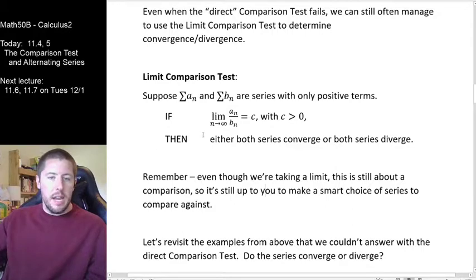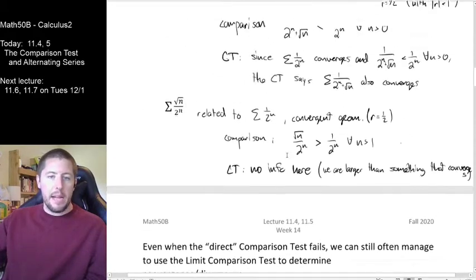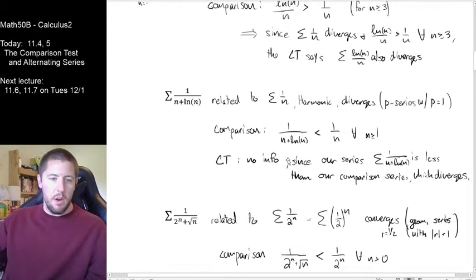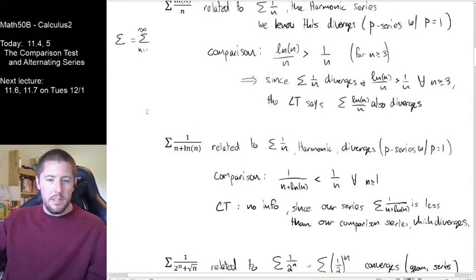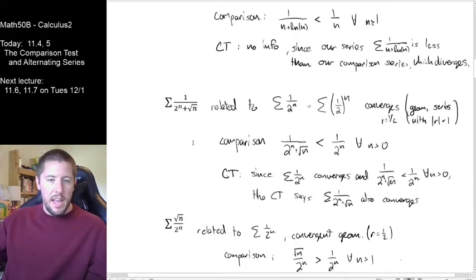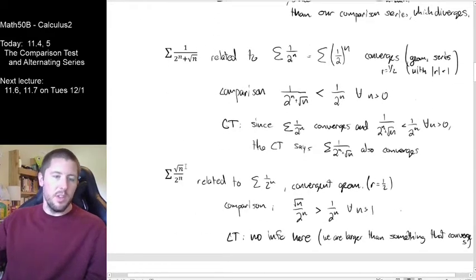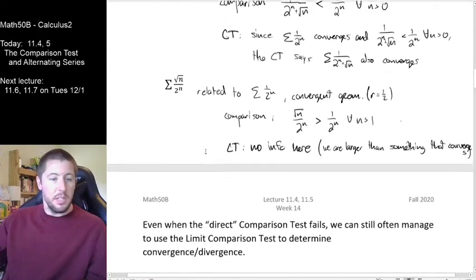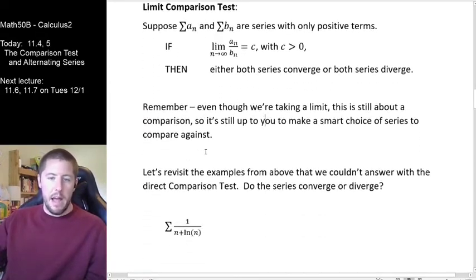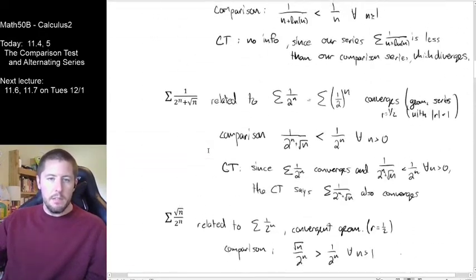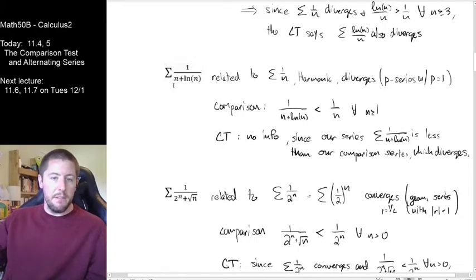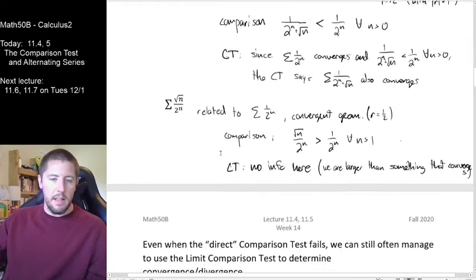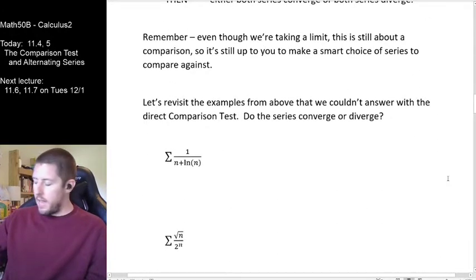So what I want to do to use this is go back to these two that we couldn't answer a minute ago and see if the limit comparison test helps us. So we failed to decide on this one, and we failed to decide on this one. So let's go revisit each of these down here with the limit comparison test and see if that helps us. The first one we couldn't get information about was the 1 over n plus ln n. So now let's look at this guy here, right?